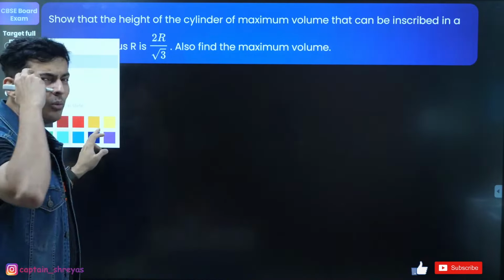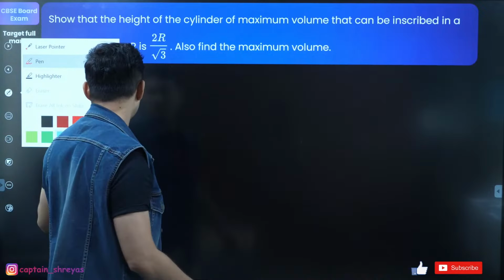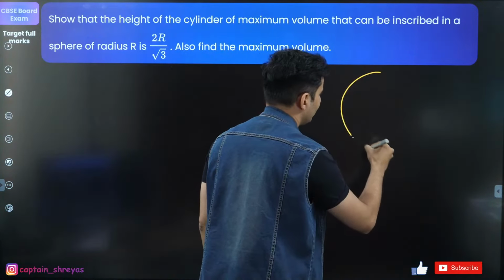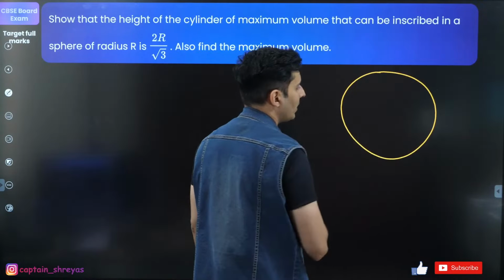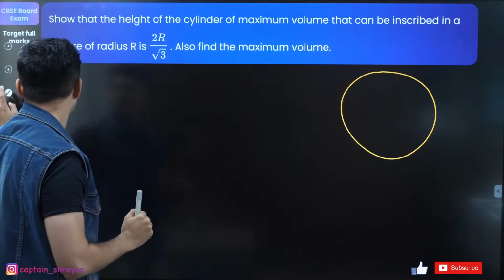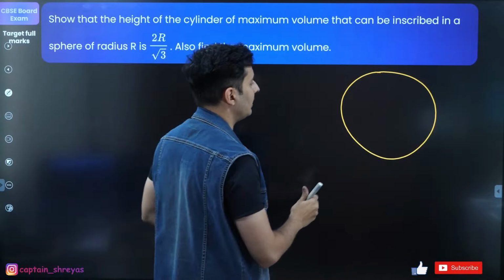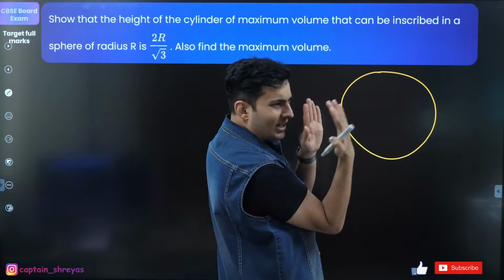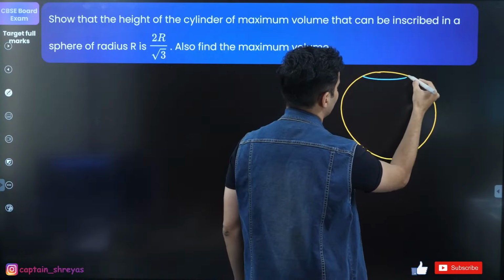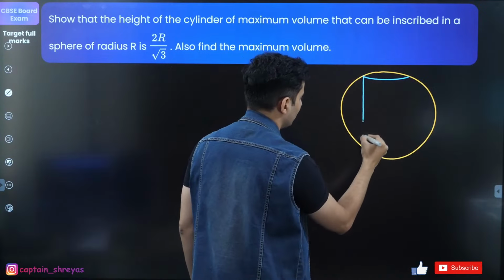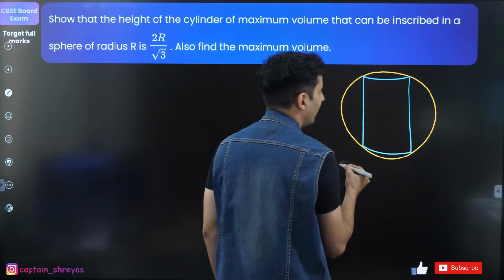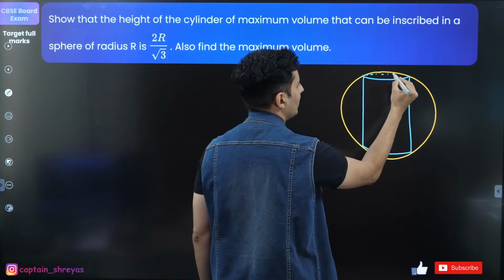Okay, let's try to visualize, picturize this. Without that, there is no point. So just imagine a sphere. Okay, this is your sphere. Imagine you try to put a cylinder inside it. So the cylinder, if I look at it sideways, it will probably look like this. This is how the cylinder is going to look.